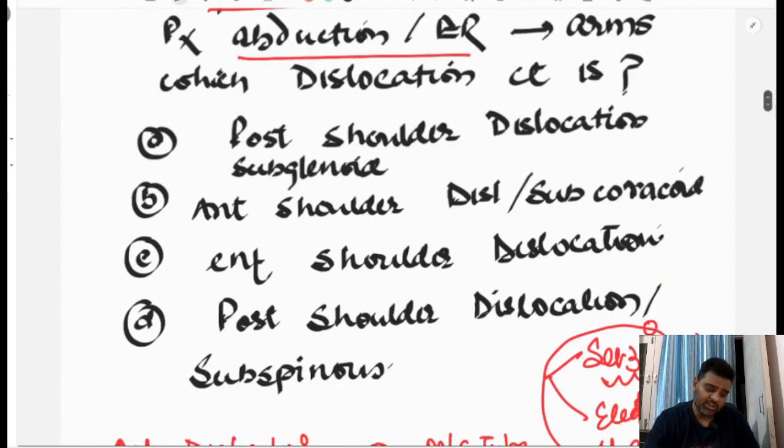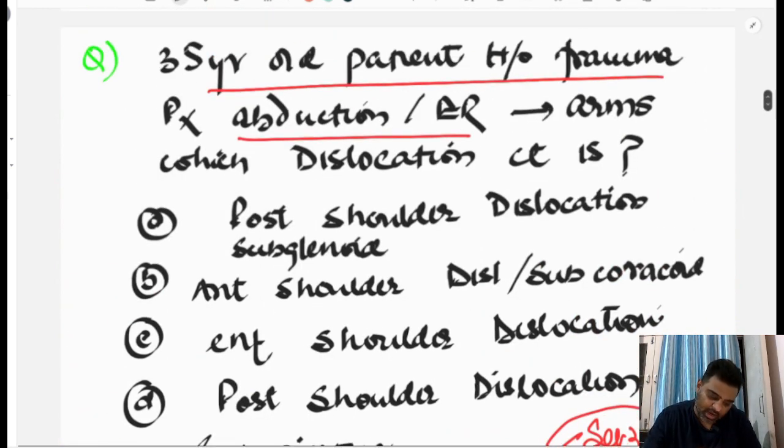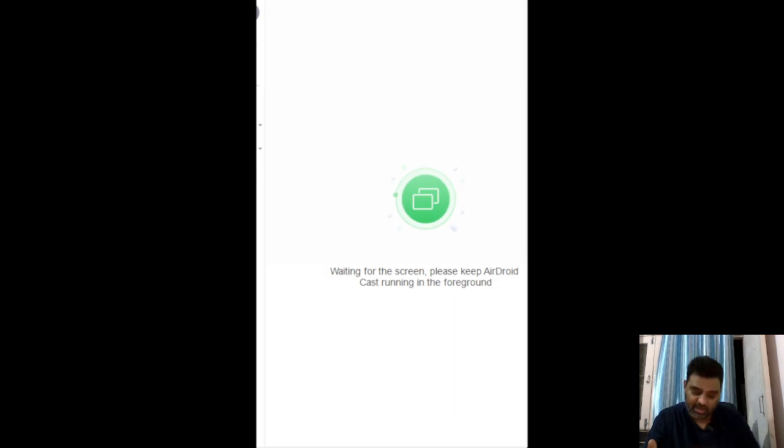Now, a 35-year-old with a history of trauma comes to the ER with arm abduction and external rotation. Which dislocation is it? Please remember abduction and external rotation, just like this. I have just explained, it is anterior dislocation, and it is subcoracoid. So B is the answer. And I have explained all other things.